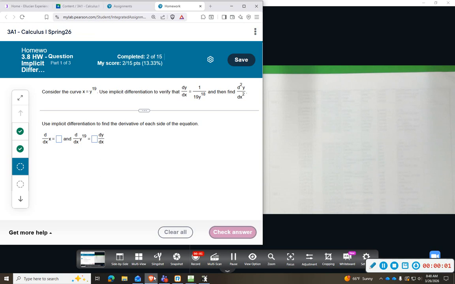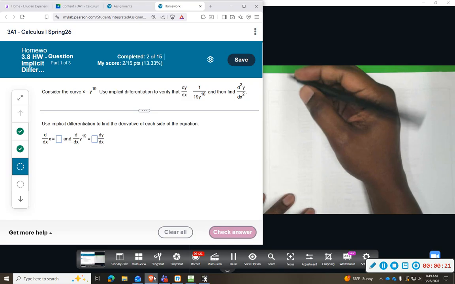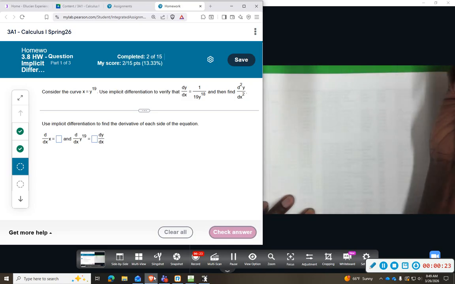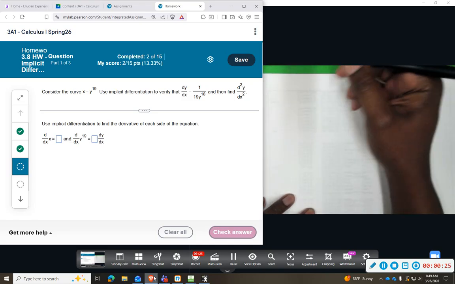All right, number 3, it says consider x equals y to the 19th. We're going to use implicit differentiation to verify that dy/dx is equal to 1 divided by 19y raised to the 18th, and then we're going to find the second derivative. Okay, so this one I'm going to do explicitly with the implicit differentiation method.